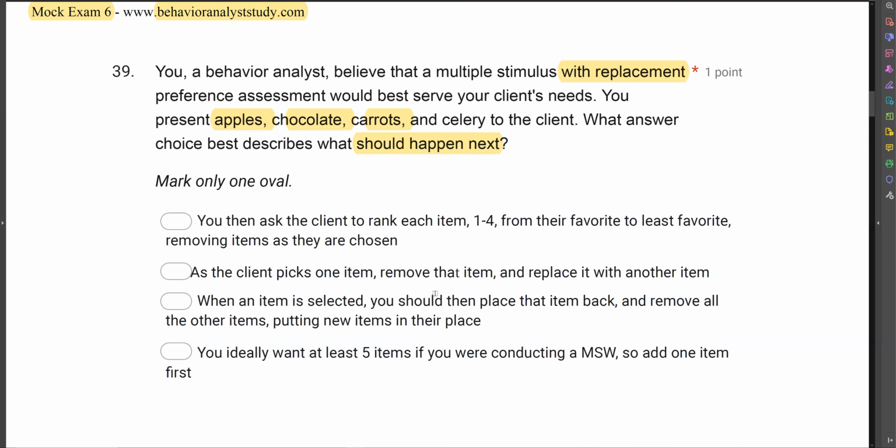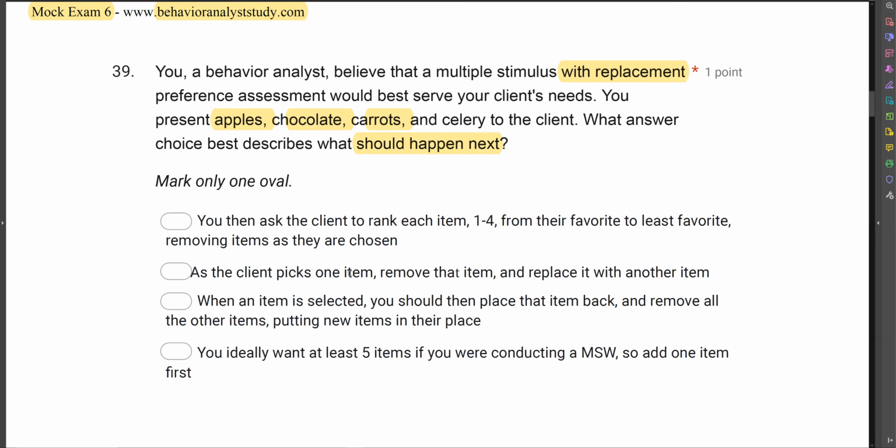B, as the client picks 1 item, remove that item and replace it with another item. Now, when we're talking about multiple stimulus with replacement, the confusion comes in with the item that is chosen. And the item that is chosen is actually the item that is put back. It's the one that is replaced in the array of items. What you do is you take all the other unchosen items and put new items in their place. And that's where the confusion occurs.